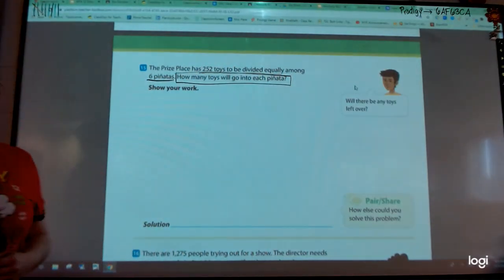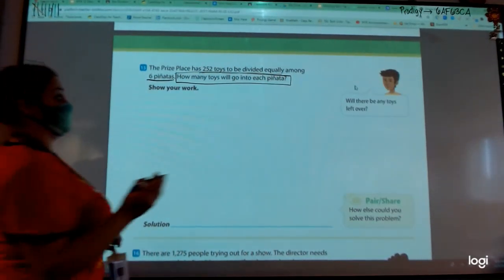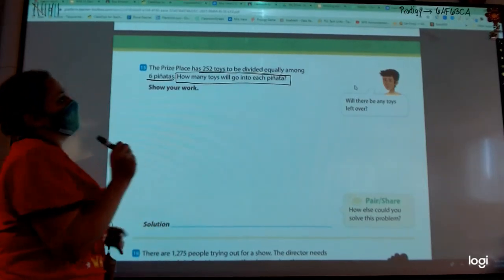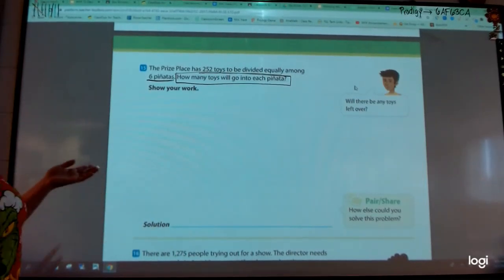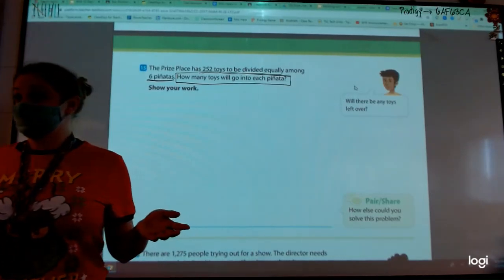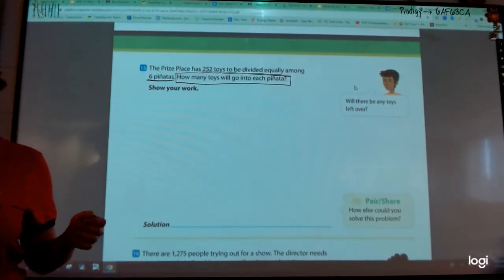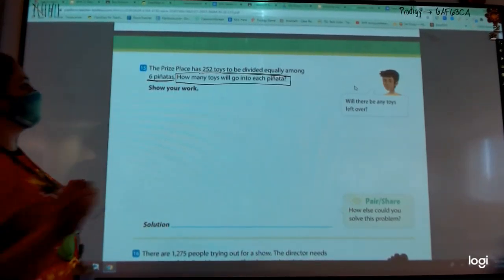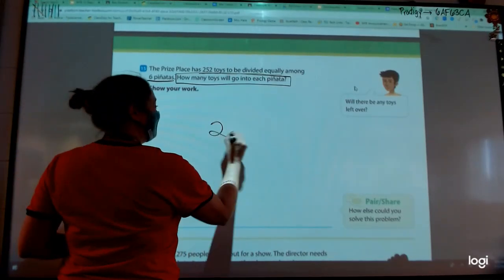And this time we only have one question, right? All right, so we are dividing 252 toys evenly into 6 piñatas. So what division problem do I need to write? Angie? 252 divided by 6. Excellent.